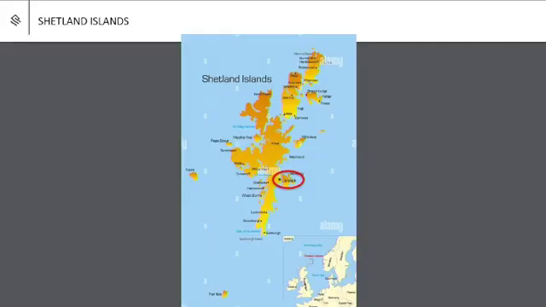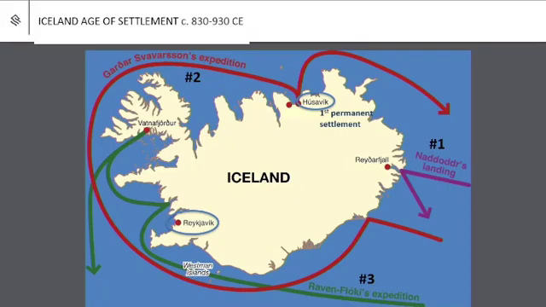The Shetlands are an archipelago in Scotland lying north of the Orkneys. It's the northernmost region of the United Kingdom, and Lerwick, which we'll visit, is the capital of the Shetland Islands. Then we get to Iceland, which is the most important piece, and we're going to be there, obviously.